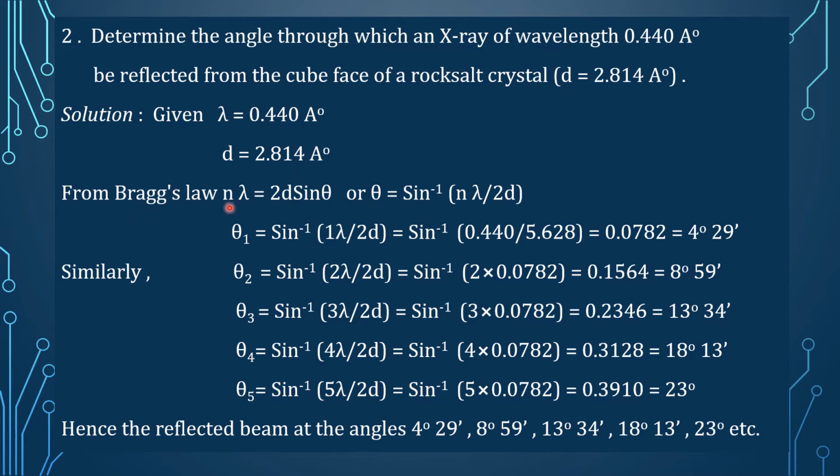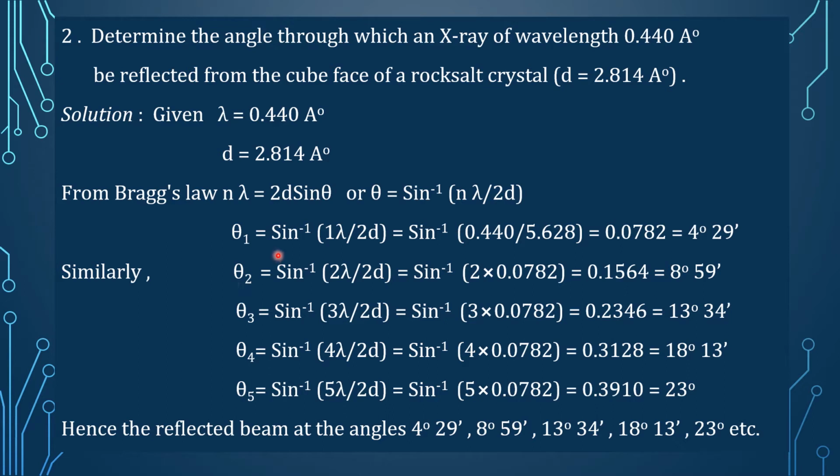From Bragg's law, we know that n lambda equal to 2d sin theta, or theta is equal to sin inverse of n lambda divided by 2d. So for theta 1, n will be equal to 1. For theta 2, n will be equal to 2. For theta 3, n will be equal to 3 and so on.